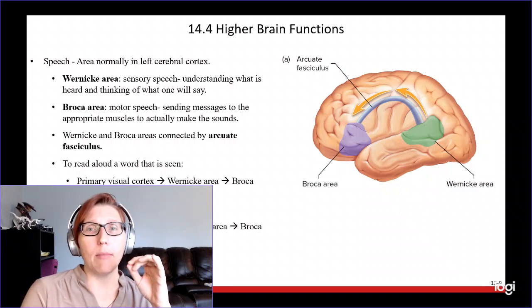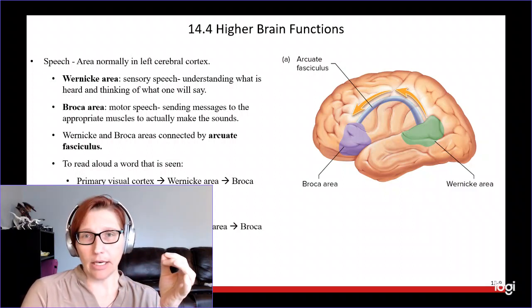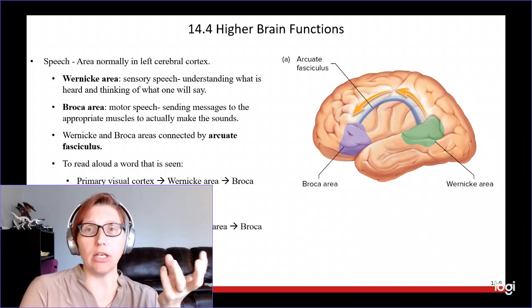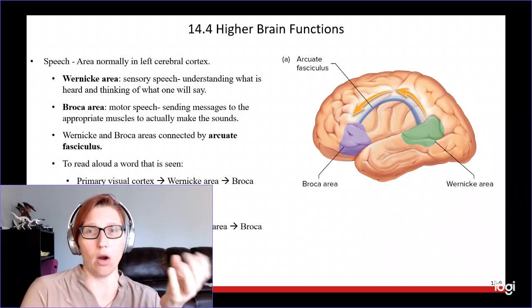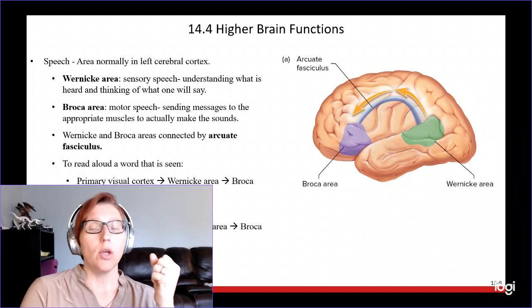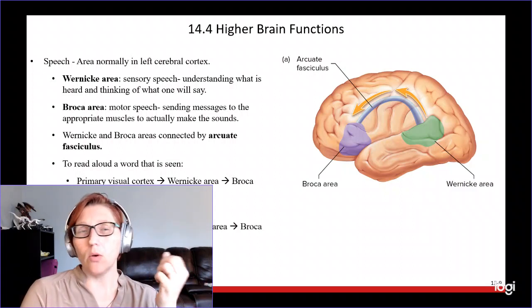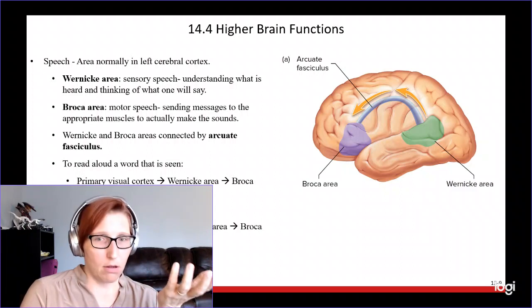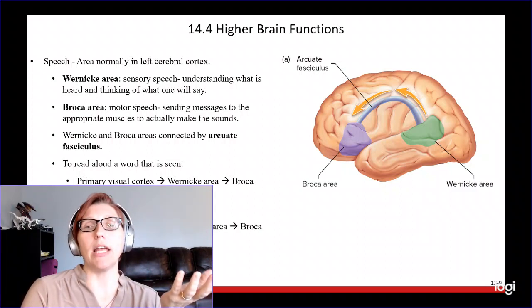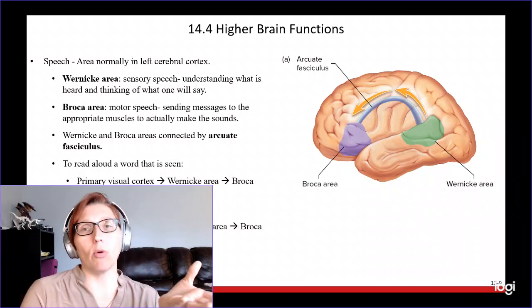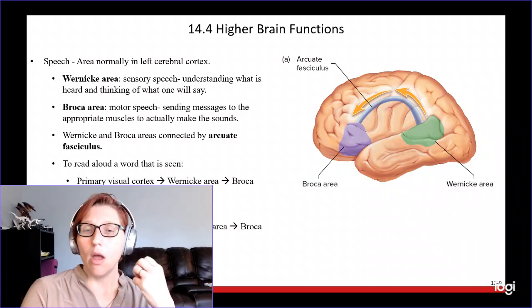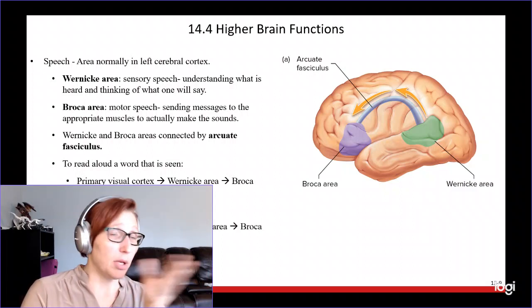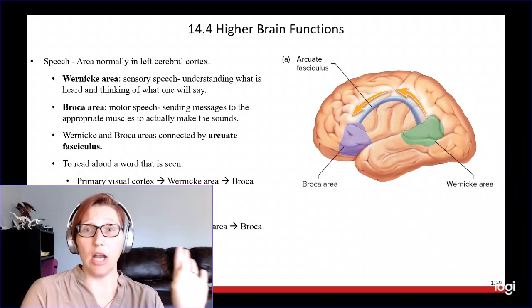So for example, if you got into an accident and damaged the Broca area in your brain, you would hear me talking to you if we were having a conversation. You might have something you want to say formulated, but by the time it gets to your Broca area, if it's damaged, what comes out of your mouth may be completely different or completely nonsensical.